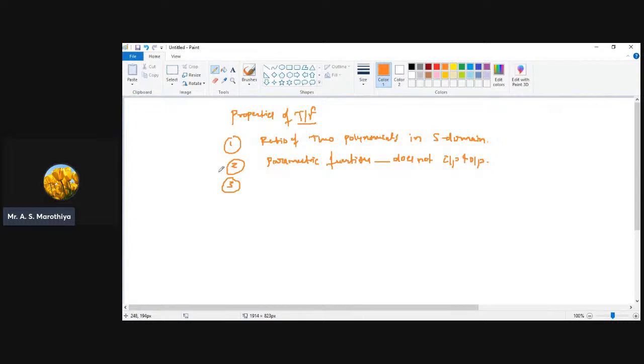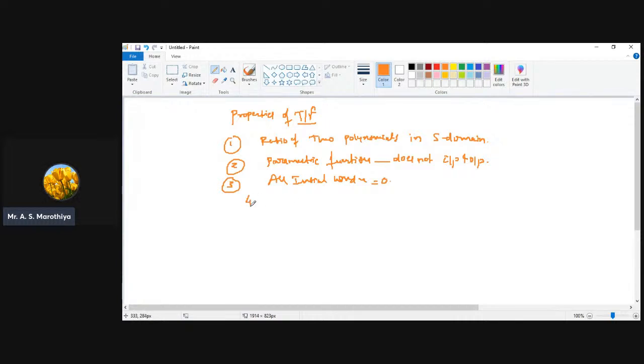Third property is that while defining transfer function, we assume all initial conditions to be zero. That is very important. That means through the transfer function approach, we are not in a position to identify how the initial conditions of the system are going to affect the performance of the system. Why? Because while defining transfer function, we assume that all initial conditions are zero. So that you have to remember.